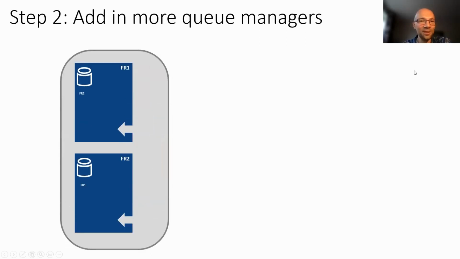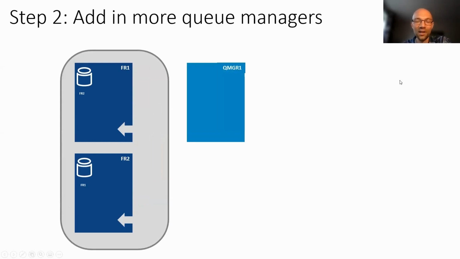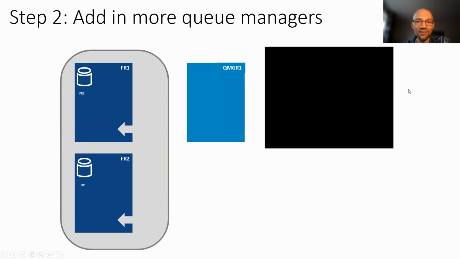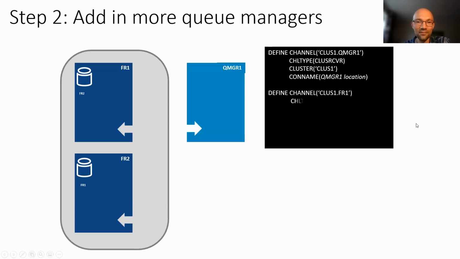Now the next step is probably for you to add more queue managers into the cluster. So we have another queue manager called queue manager 1. What we need to do is to define the cluster receiver channel in exactly the same way as we did for the full repository. Again, it's important that the con name specifies the location of that queue manager, because that con name will be used to create those automatically defined channels that send messages to queue manager 1.